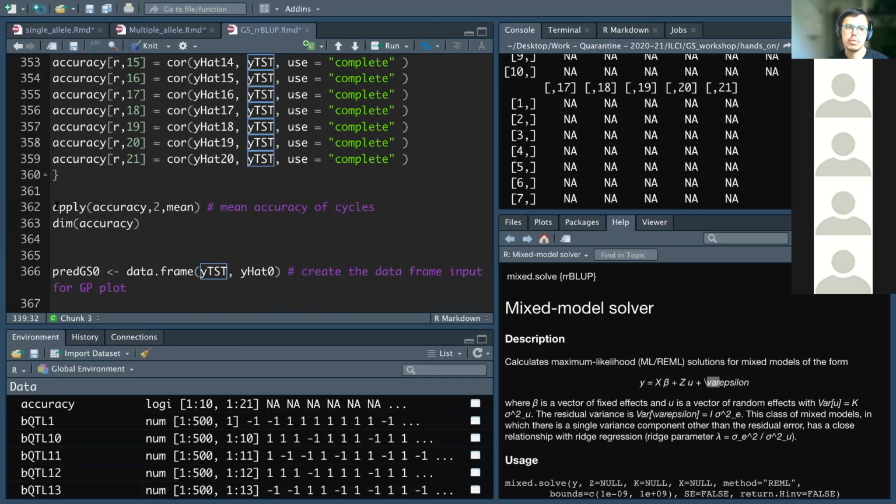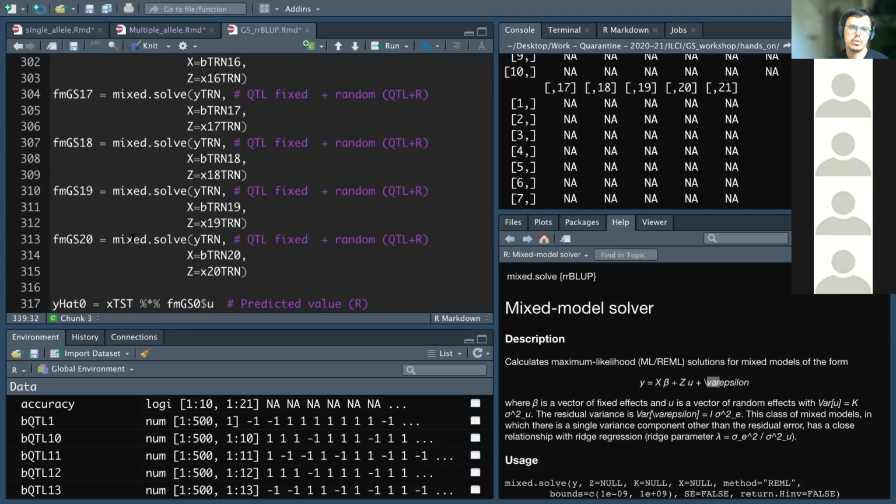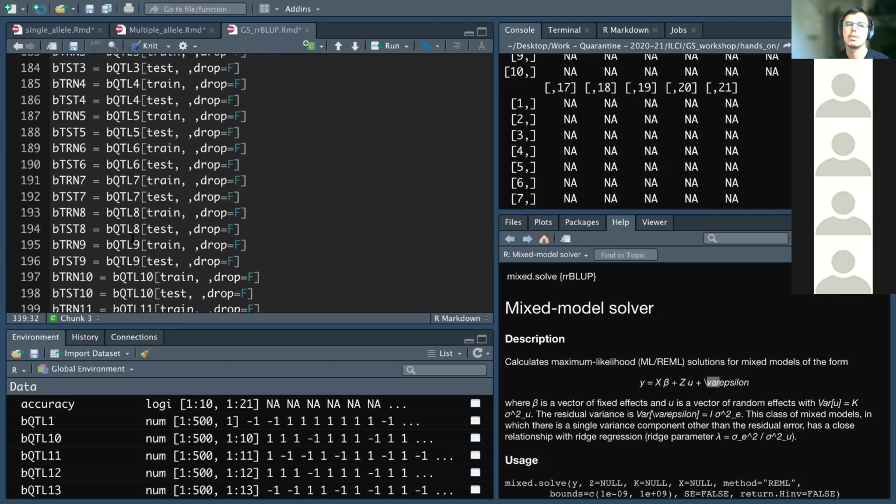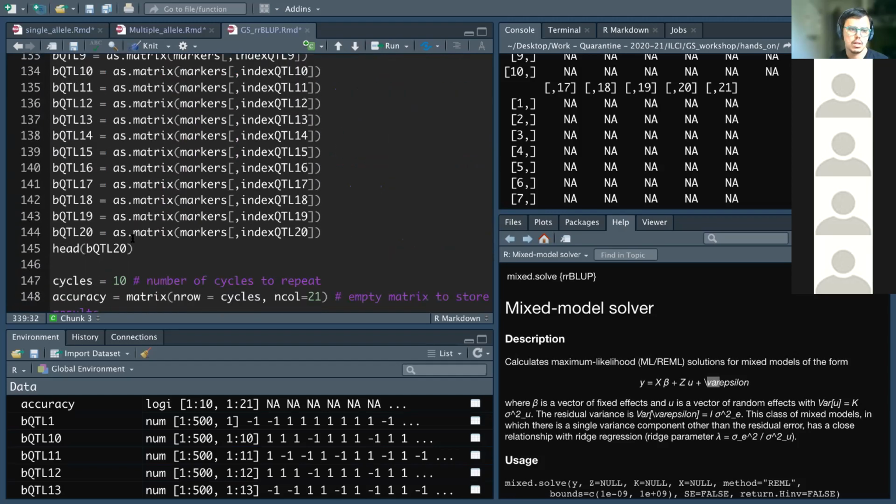And after that, we are going to take a mean of the accuracy in the different cycles that we run for every single model, and it's done. So that is the genomic selection model with fixed and without fixed variables.